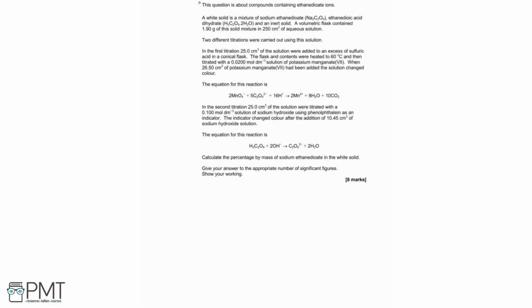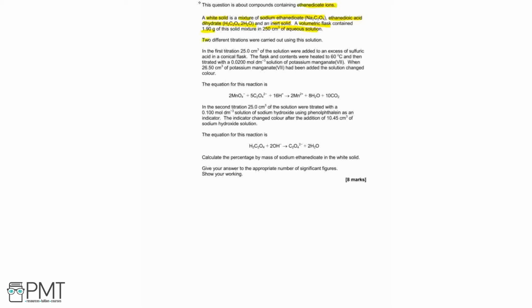This question is about compounds containing ethane dioate ions. We're told that a white solid is a mixture of sodium ethane dioate, ethane dioic acid dihydrate, and an inert solid. And a volumetric flask contains 1.9 grams of the solid mixture in 250 centimeters cubed of an aqueous solution.